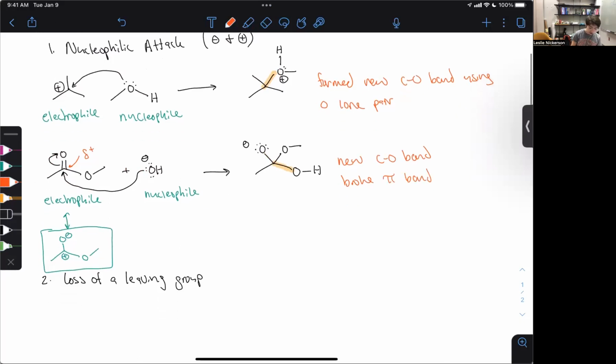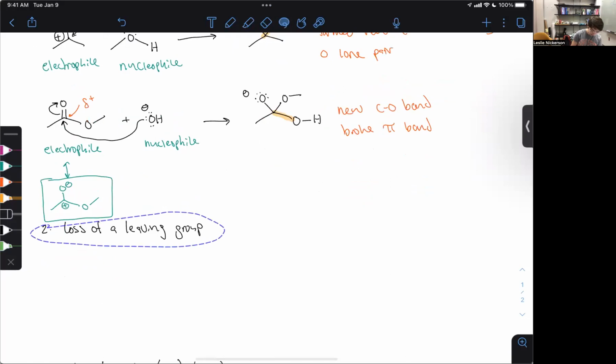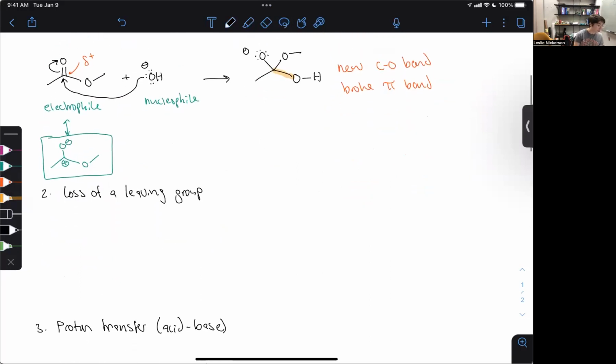Okay, so our second pattern is going to be the loss of a leaving group. Leaving groups are really important in terms of making space on an atom for a reaction to occur.